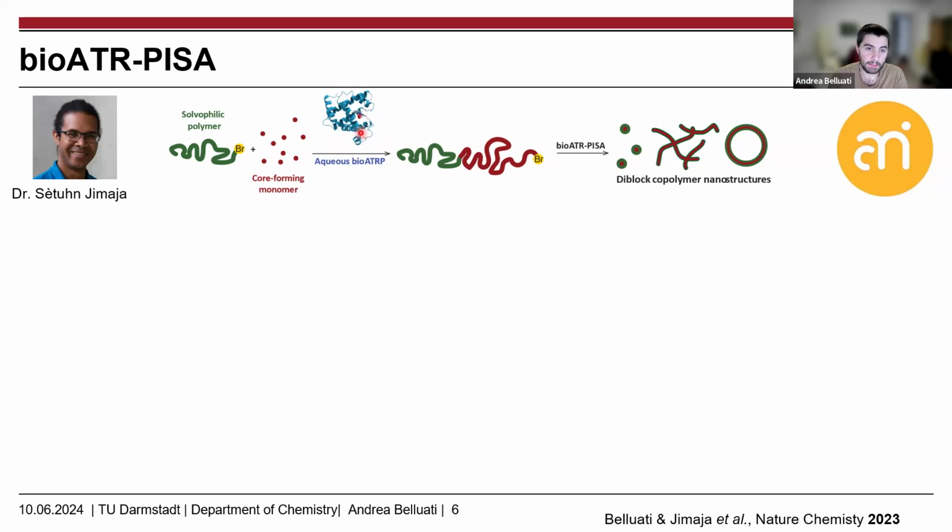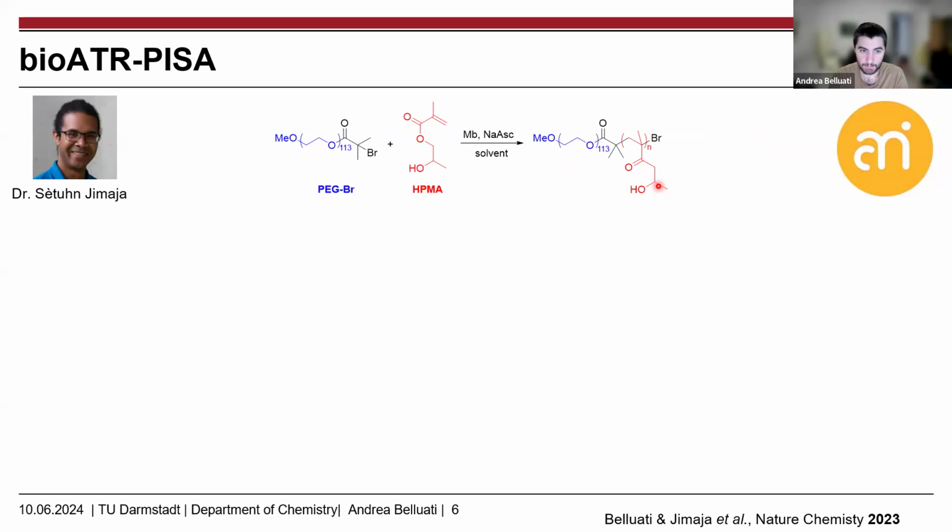hemoglobin. So hemoglobin is not classically seen as an enzyme, but it does have a peroxidase activity, which is what you usually need in order to extend the polymer from a bromine end, for example. And then we were trying to achieve these diblock copolymer nanostructures. Chemically speaking, talking about molecules, we used a classical PEG-based macroinitiator having bromide, and as monomer, hydroxypropyl methacrylate, one of those monomers that are water-soluble as monomers, but then become hydrophobic as they become polymerized.